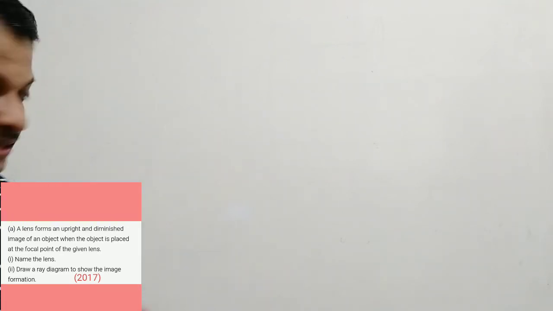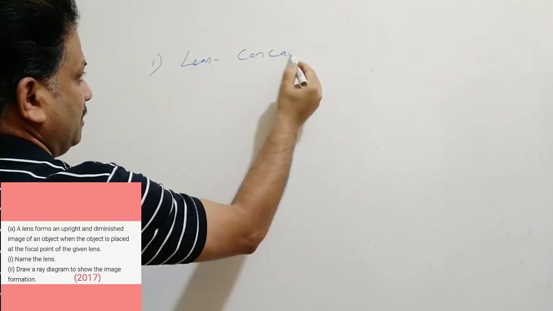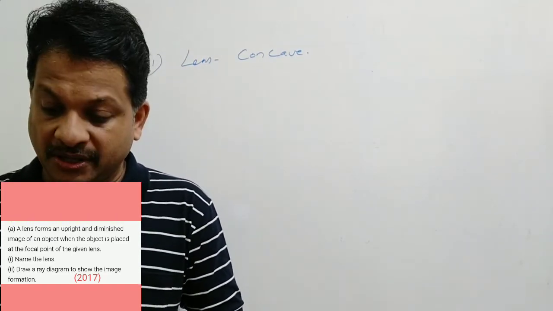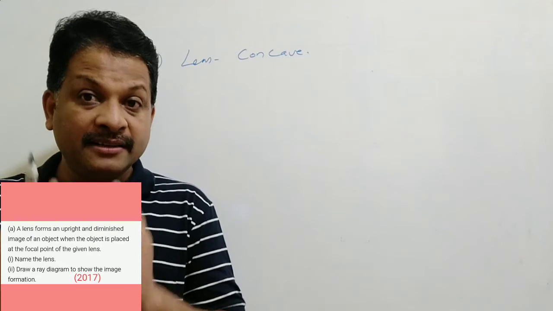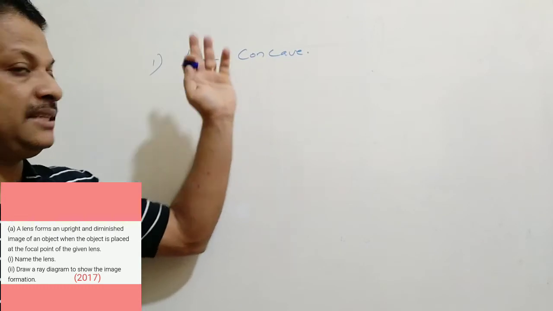So name the lens. Which type of lens can form an upright, I mean erect and diminished image? Erect and diminished image can only be formed by a concave lens. So we can write the first part, name the lens: the lens is concave, because the answer is already given as a hint in the question, upright and diminished image. Read the question before solving it. A concave lens can form virtual, erect and diminished image.